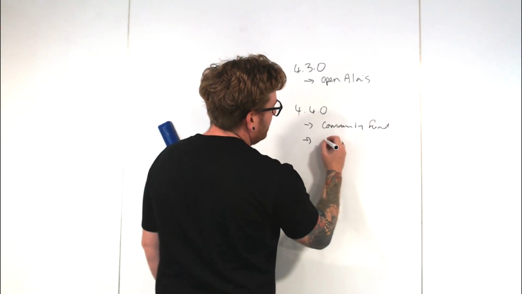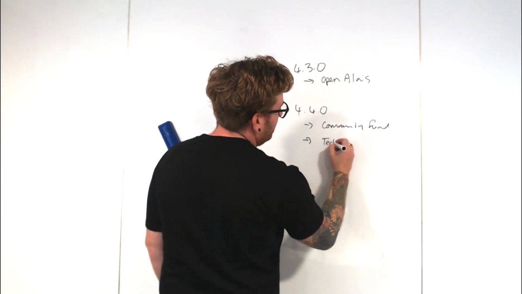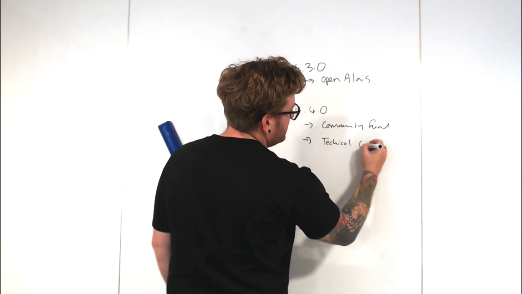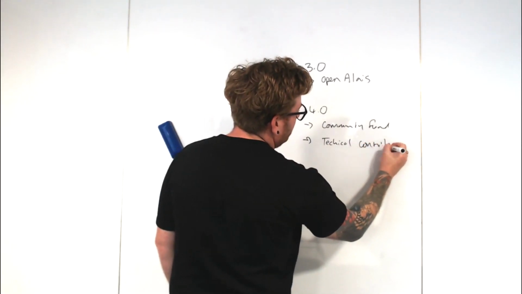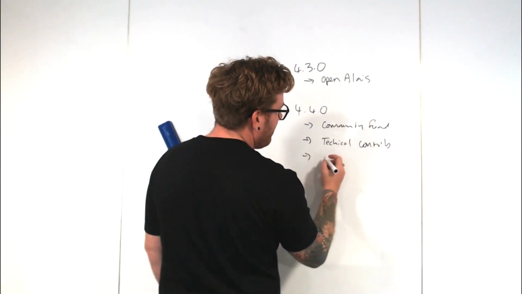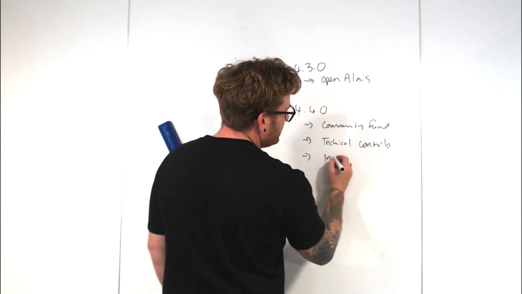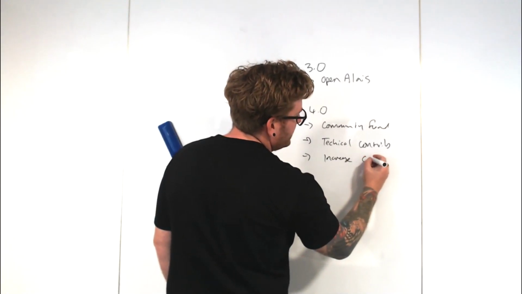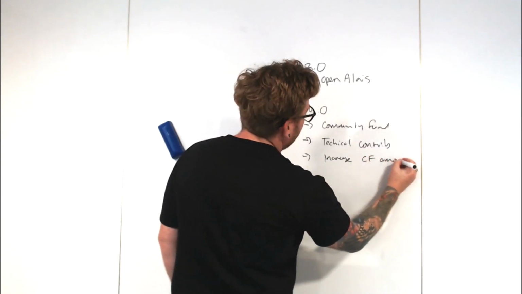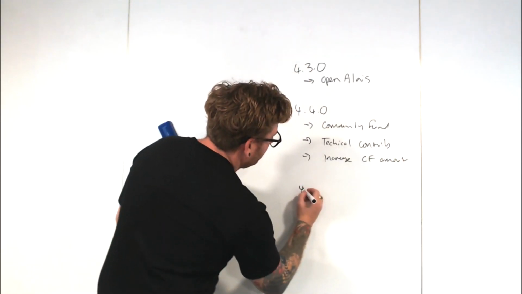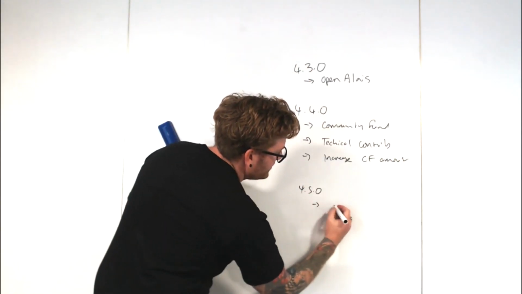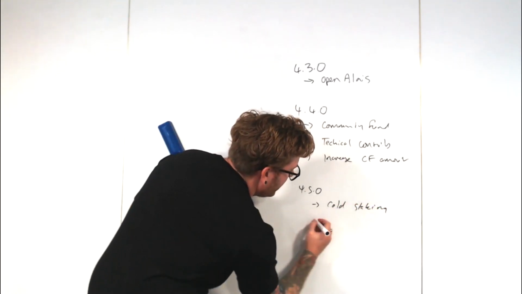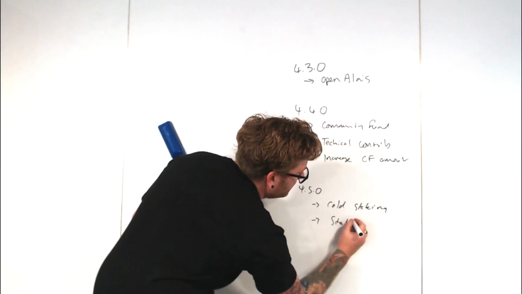And the technical upgrade to the contributions, and then an increase of the CF amount, right? And then we've got 4.5.0, which we're talking about doing the cold staking and static boards.